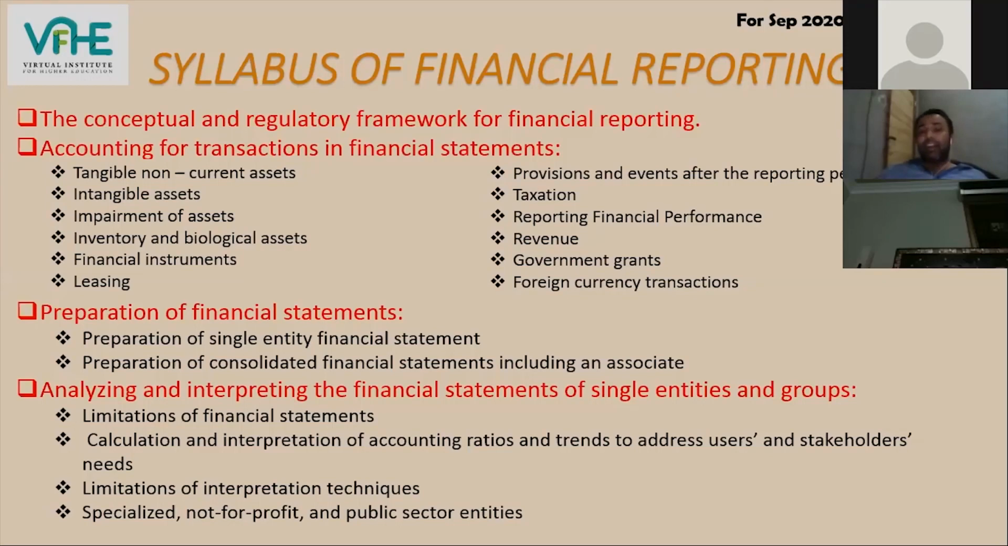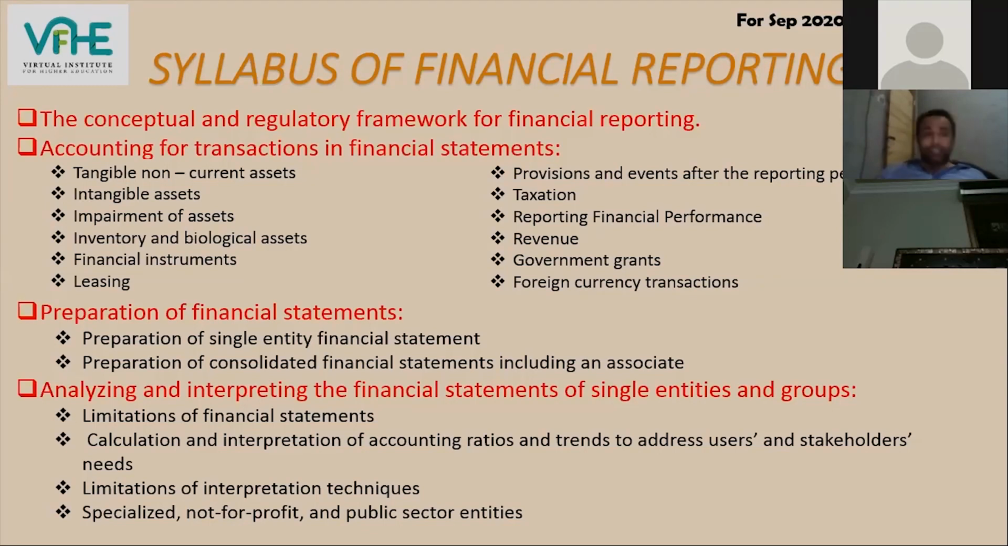Here we are supposed to learn a lot of international financial reporting standards or international accounting standards. Those deal with some specific areas. Like the first area here, tangible non-current assets. For this family, we have a lot of standards. The major standard is IAS 16, International Accounting Standard 16, Property, Plant and Equipment, which deals with tangible non-current assets.